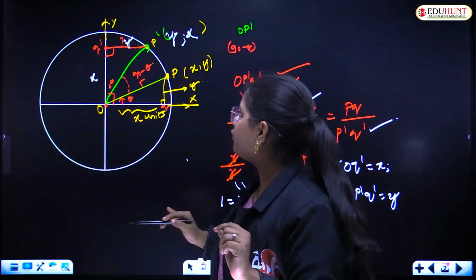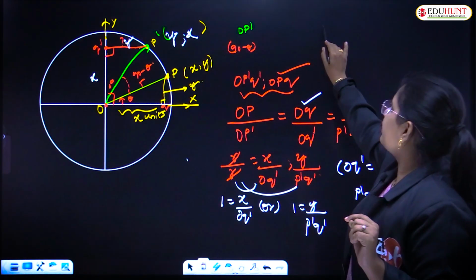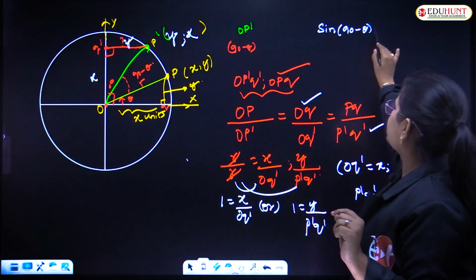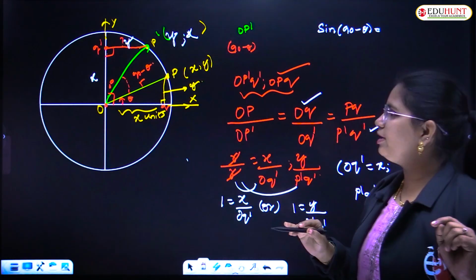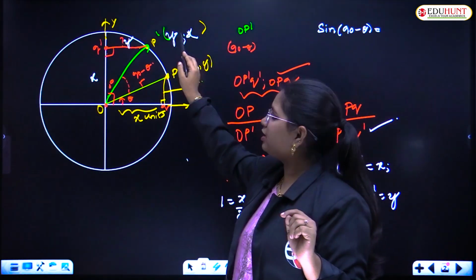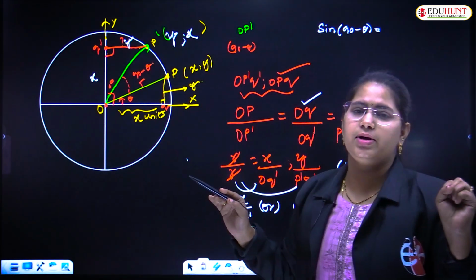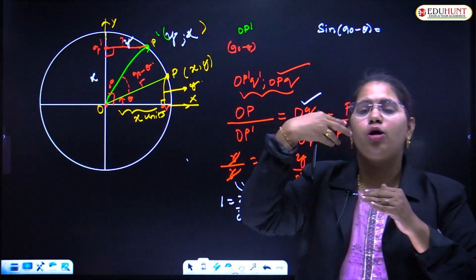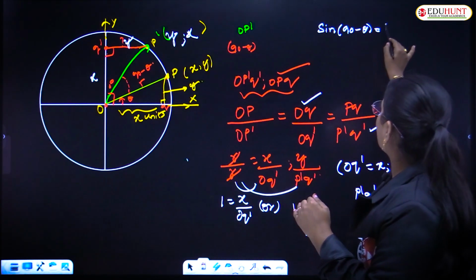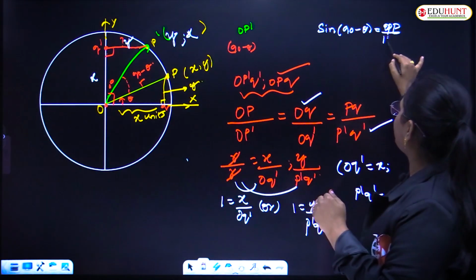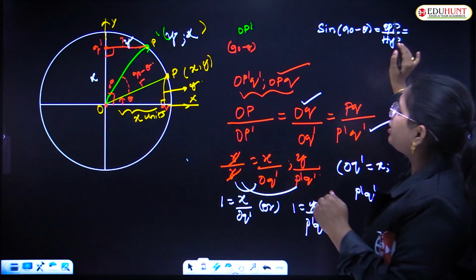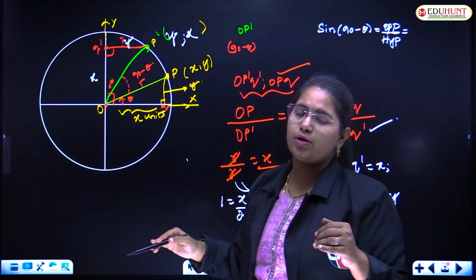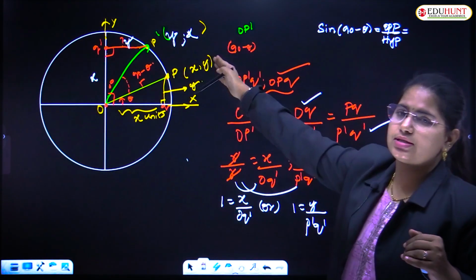Now I need to find out the value of sine 90 minus theta from the figure. How will you define sine 90 minus theta? I told you the definition of sine. Sine is always defined as opposite side by hypotenuse. Correct. What is the opposite side of this figure? Could you please tell me?